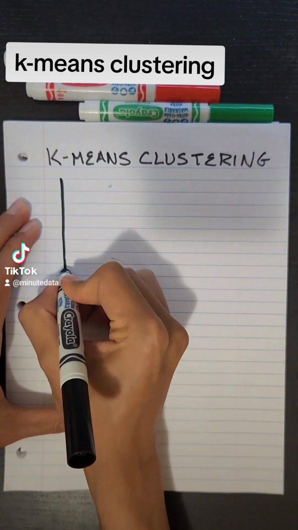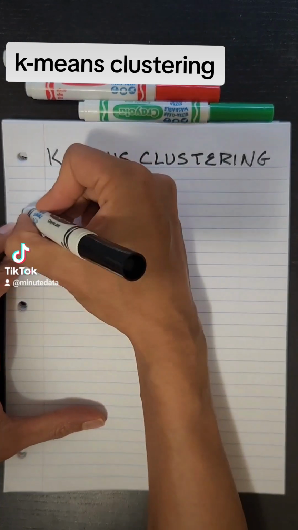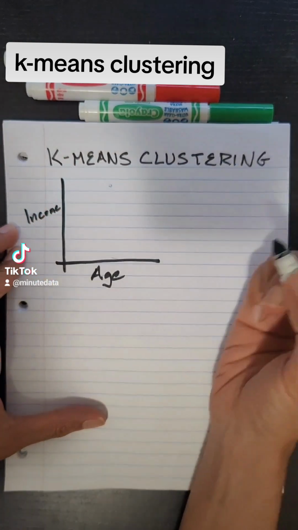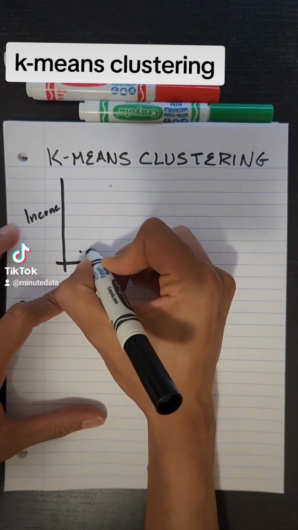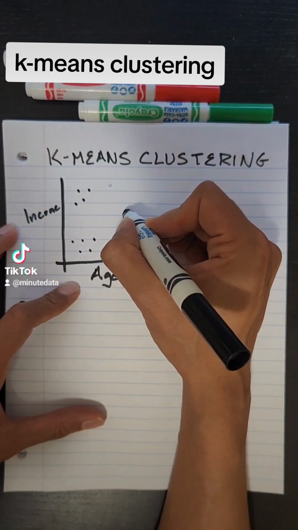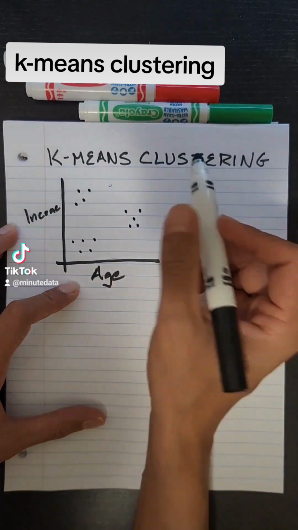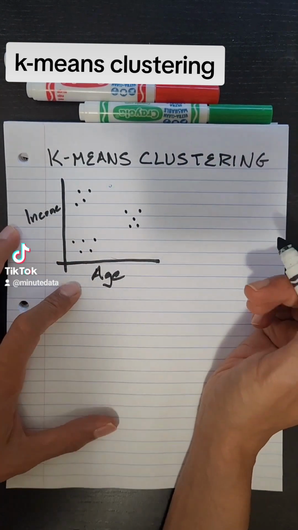Let's learn about K-means clustering. Imagine I want to take age and income and create clusters out of them. So let's imagine some people with these ages and incomes. And then based on our eye, we can easily see there's 3, but how exactly does the K-means clustering algorithm work?